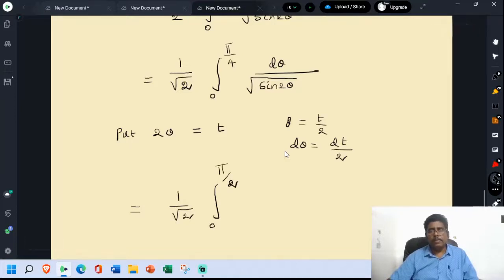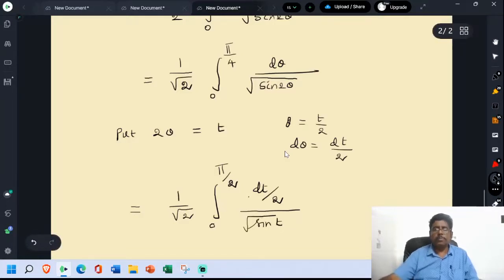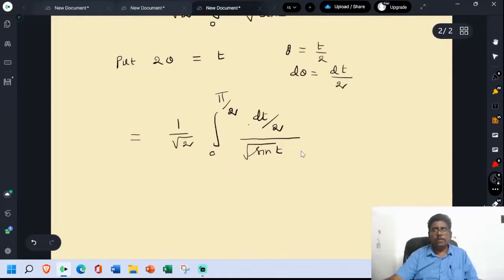Then instead of d theta, we have to put dt by 2, all divided by sine 2 theta equal to t. This is inside the root. Now we have to modify this integral.